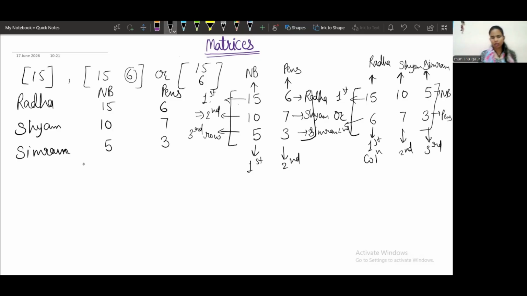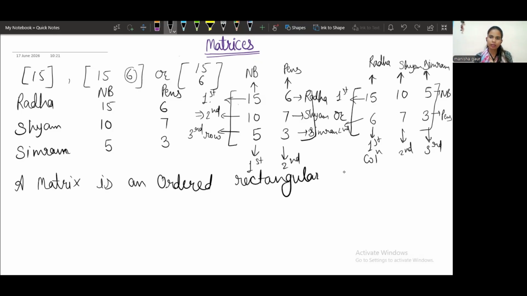Now after seeing this tabular arrangement, we can give a definition of a matrix. So what would be the definition? A matrix is an ordered rectangular array of numbers. Not getting? This is your book's definition. Let's understand it in a simple way. If you have a massive amount of data, and you arrange your data in tabular form, in rows and columns, that particular form is called your matrix. That's enough to understand.